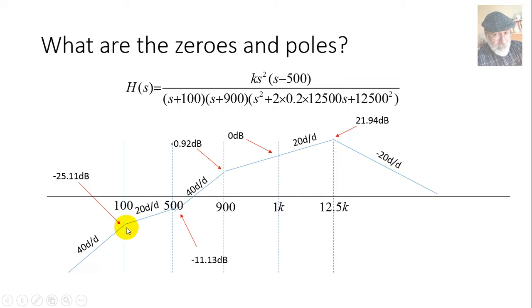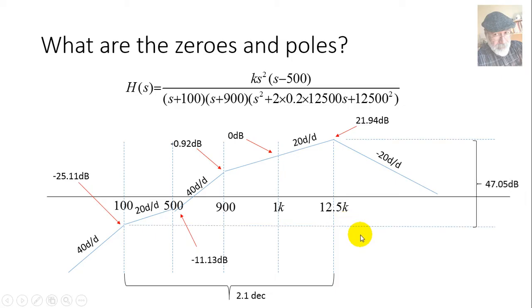We are almost ready to plot it on semi-log paper. But before doing that, let me determine what is the distance between the two extreme corners in decades. There are 2.1 decades between the first corner and the last one. That allows me to center my plot in the semi-log paper. And vertically the distance is 47 decibels. That allows me also to center my plot in the paper vertically to make it look good.